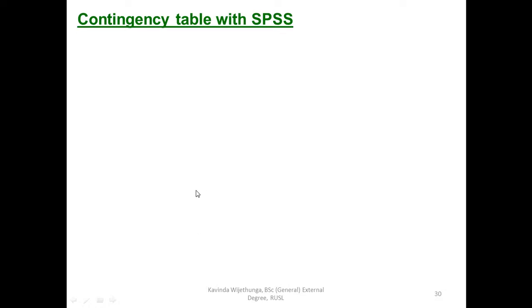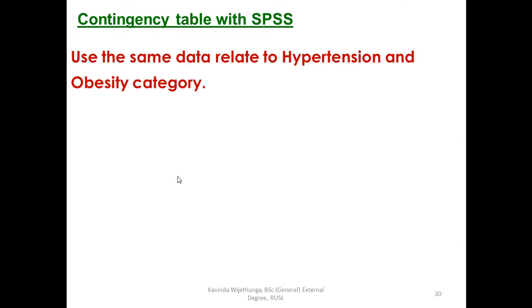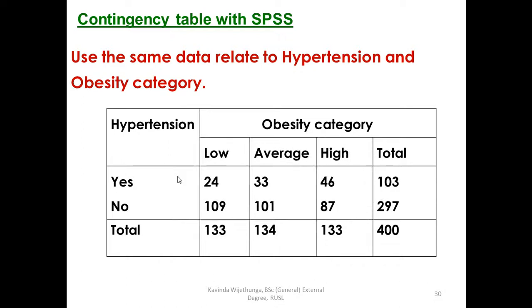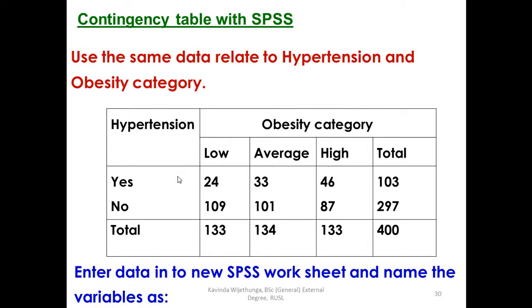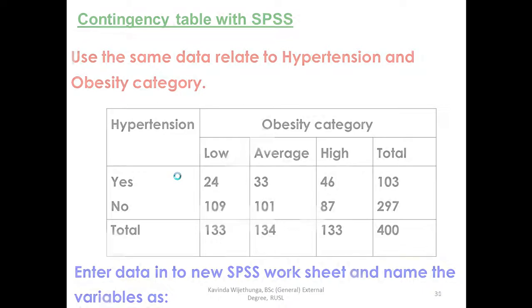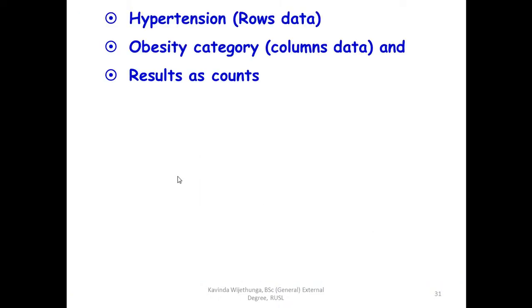Now we can consider how we can do the contingency tables using SPSS, right? So we use the same data related to hypertension and obesity category, the same data which we used for the manual calculation. Now we are going to do this using SPSS. The first step, same as the previous test, is to write the null hypothesis and alternative hypothesis. Enter data into a new SPSS worksheet and name the variables as hypertension, obesity category and results as counts.